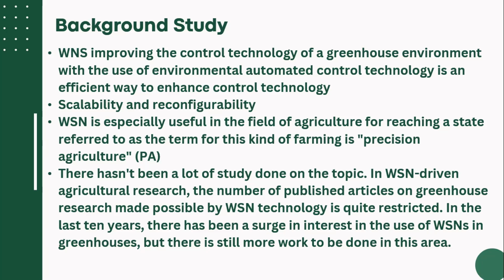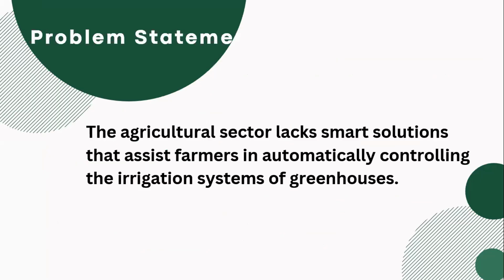So there has been a surge in interest in the use of sensor networks in greenhouses. There is more benefit in this area. Based on all this, our problem statement is that the agricultural sector lacks smart solutions that assist farmers in automatically controlling the irrigation systems of greenhouses.